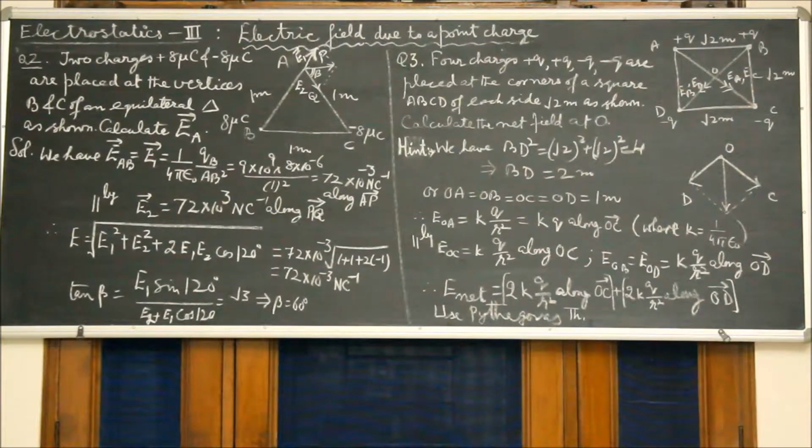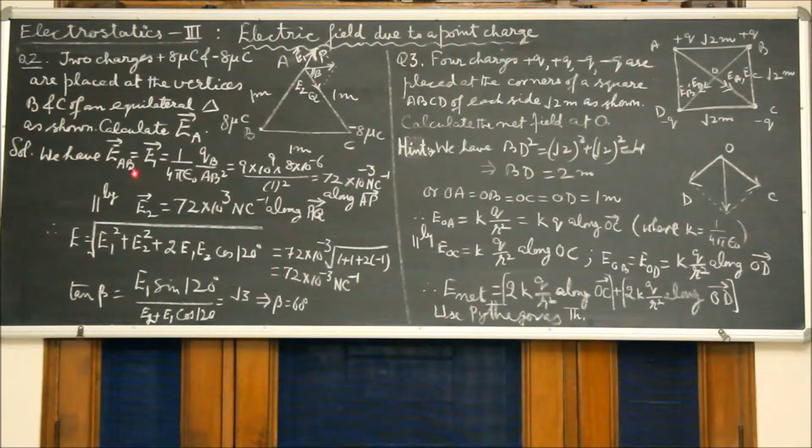Continuing with the problems, let's take this question. Two charges plus 8 microcoulomb and minus 8 microcoulomb are placed at the vertices B and C of an equilateral triangle as shown. Calculate net field at point A. Now here we have two charges, 8 microcoulomb and minus 8 microcoulomb. To find net field at A, we have to take the superposition of the fields due to these two, that is vector sum of the field due to B and field due to C produced at point A.